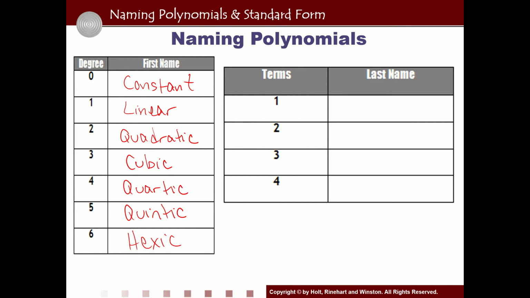In most cases, the highest I'll usually make you name for a degree is 4. But it's good to know that there are ones above that. And name by terms, remember 1 term is a monomial. 2 terms is a binomial. 3 terms is a trinomial. And 4 terms or more is a polynomial. Poly means many, if you were curious about that prefix.